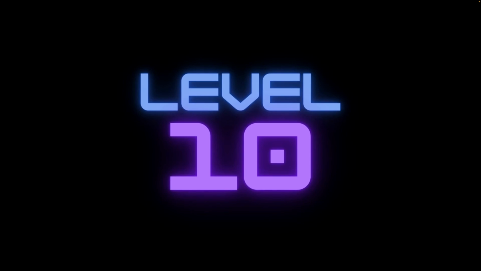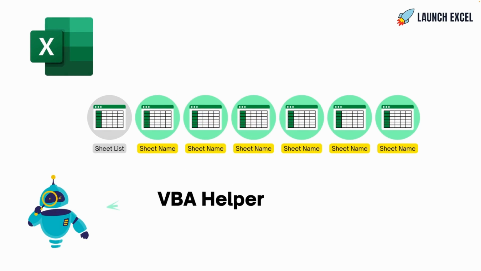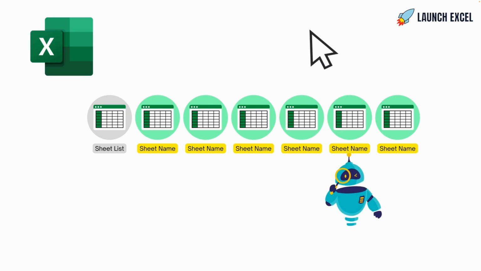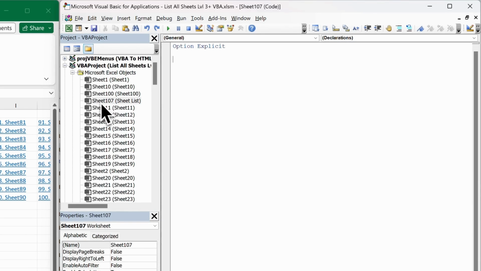Level 10. So far, we've been running our VBA helper by hand, but we can make it trigger automatically. When we click on sheet list, our VBA helper will jump into action. How do we make this happen? We use the Activate Worksheet event. Let's add this feature to our workbook. Let's double-click on sheet 107, which is my sheet list. This opens the code window, and everything we write in here belongs to sheet list.